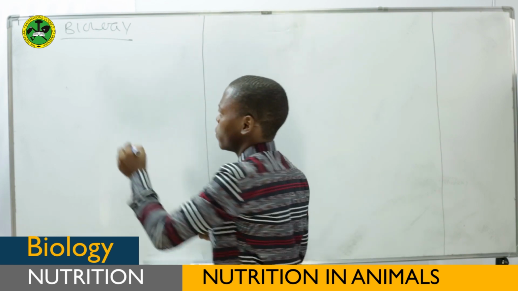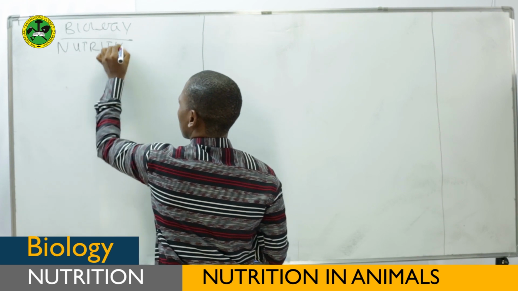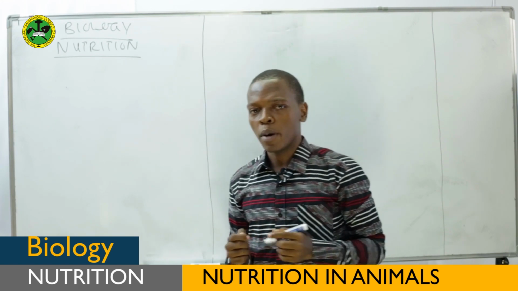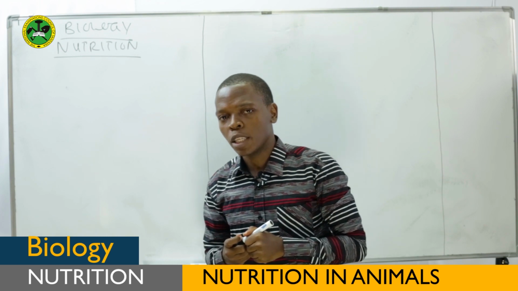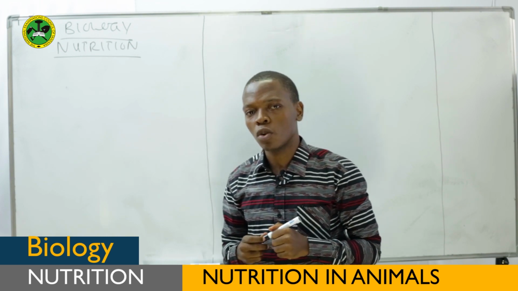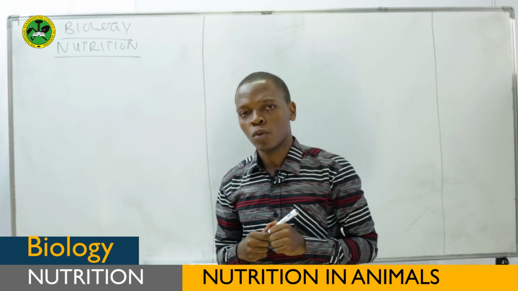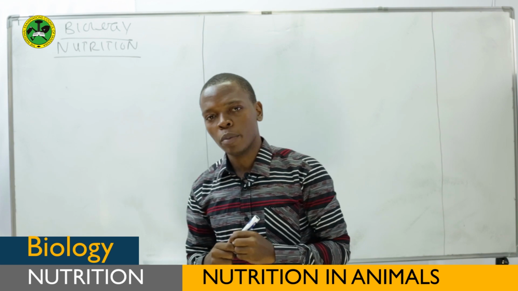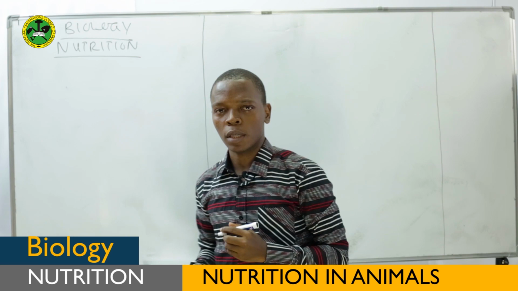The topic of nutrition. But if you remember from the previous lesson, we said nutrition is divided into two main parts: nutrition in plants and nutrition in animals. Therefore, after completing nutrition in plants, today we are going to see another type of nutrition, which is nutrition in animals. In this nutrition in animals, we specifically focus on nutrition in human beings.